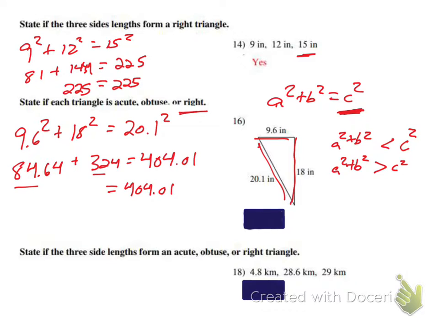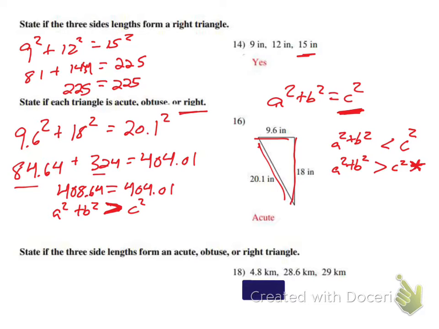I know the right side is going to equal 404.01, so I just need to combine like terms. 324 plus 84.64 is going to be equal to 408.64. So this is the a squared plus b squared side. This is the c squared. And as you can tell, 408 is greater than 404, so that would be this equation right here, which we said was acute. So it means it's under 90 degrees.